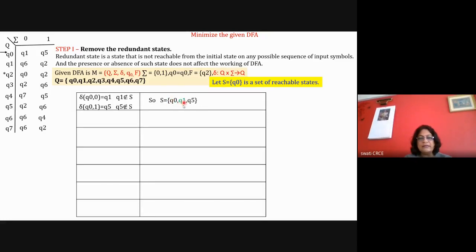Now I'm taking the green color, this Q1 state, and for Q1 I'll write down Q1 with 0. Q1 with 0 is Q6, and Q1 with 1 is Q2. So that means from Q0, machine can go to Q1, and from Q1 it can go to Q6, or machine can go from Q0 to Q5, that Q5 we will see afterwards. Machine may go from Q0 to Q1, and from Q1 it can reach Q2. So machine may traverse in this way: Q0, then Q1, then Q6, or Q0, Q1, Q2.